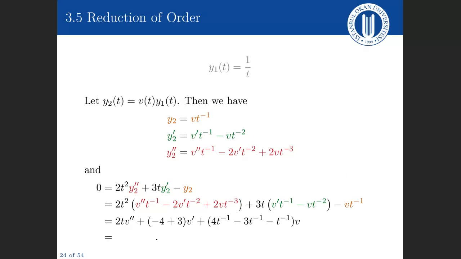Before we go on, let's look at the final bracket. Remember I said the final bracket must always be equal to 0. What do we have? 4 minus 3 minus 1. 4 minus 3 minus 1 is equal to 0. So this is all 0. And what do we have here? Minus 4 plus 3 is minus 1. We have 2t v double prime minus v prime.